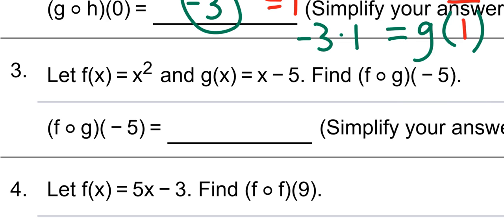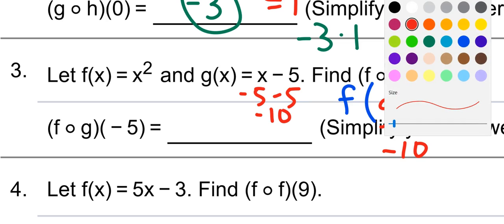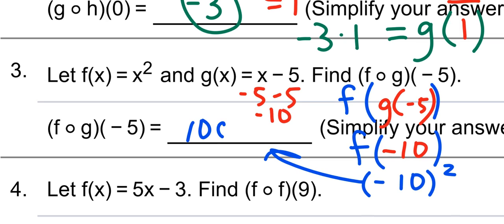Okay, so F of G of negative 5. So first we find that, G of negative 5, that's negative 5 minus 5, which is negative 10. And then we find F of negative 10, which is negative 10 squared. Now remember, we talked about parentheses and how they make a big difference when you're talking about negative numbers. That's important. So my answer is 100.